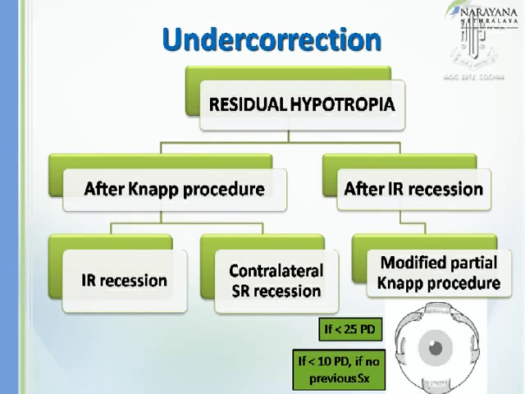If suppose there's a residual hypertropia and the patient has undergone a NAPS surgery, try doing an inferior rectus recession. If not, then the contralateral superior rectus recession. If you've already done an inferior rectus recession, you can use a modified partial NAPS procedure, as I explained before. Split the tendon of the medial and the lateral rectus. Also, in patients where there is less than 10 prism diopters of hypertropia in primary position, you can use it as a primary treatment modality.